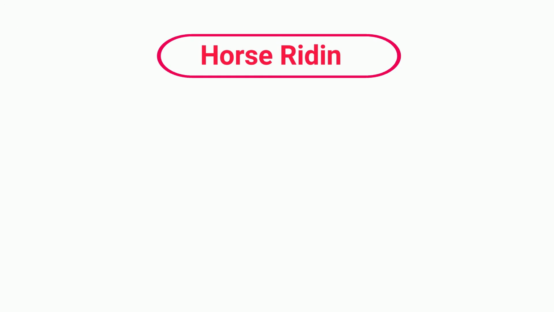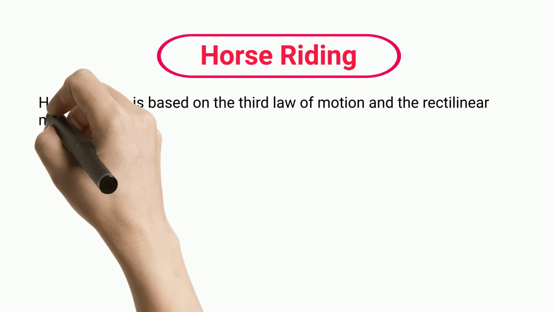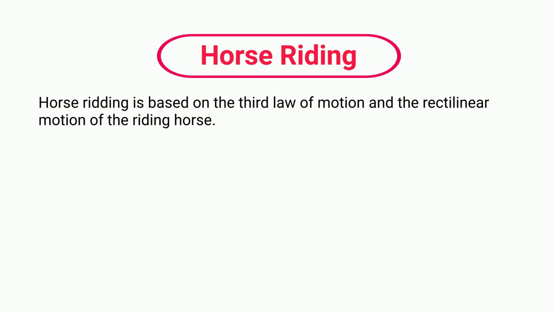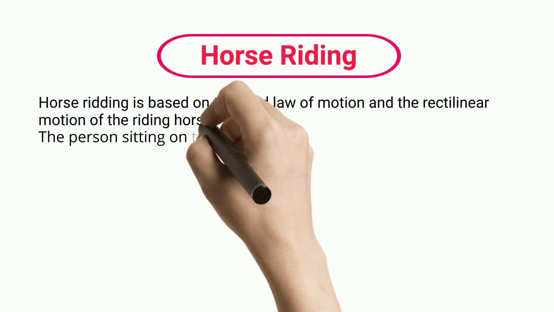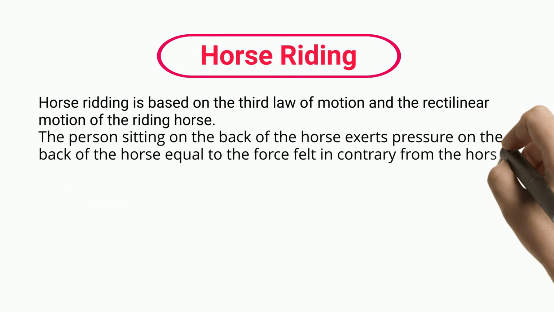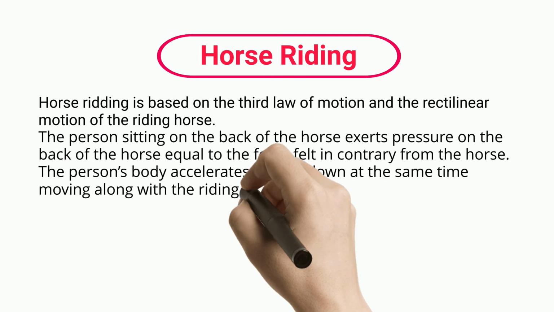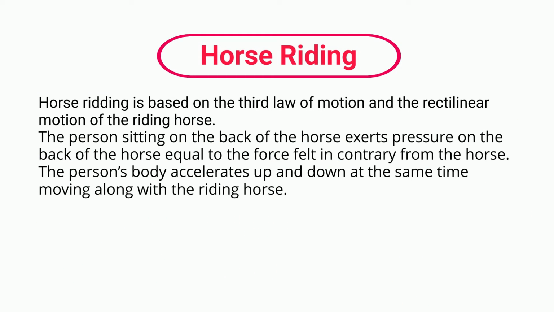Horse riding. Horse riding is based on the third law of motion and the rectilinear motion of the riding horse. The person sitting on the back of the horse exerts pressure on the back of the horse equal to the force felt in contrary from the horse. The person's body accelerates up and down at the same time, moving along with the riding horse.